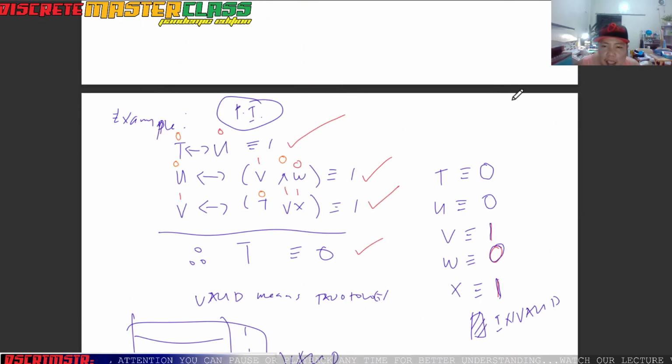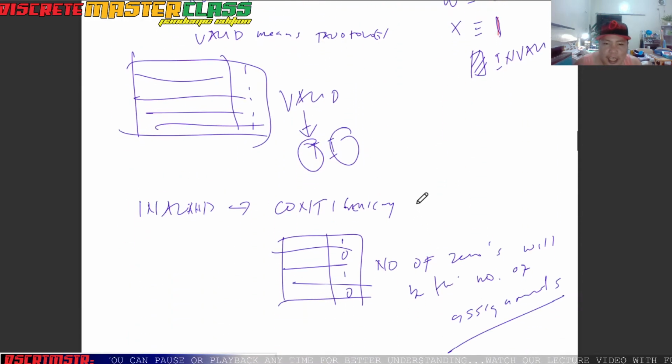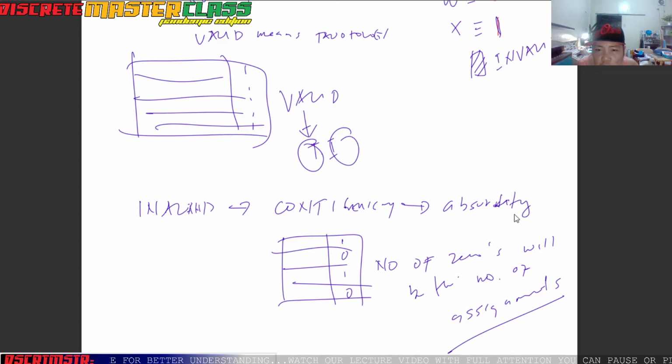Dito, meron akong pinakitang isa. Ibig sabihin, obviously, this is contingency. Okay? Sometimes, pero hindi palagi. Sometimes, pero maliit ang tsansa. Absurdity. Napakawalang kwentang argument yung absurdity. Yung kahit sa pagkakataon, wala siyang itatama.